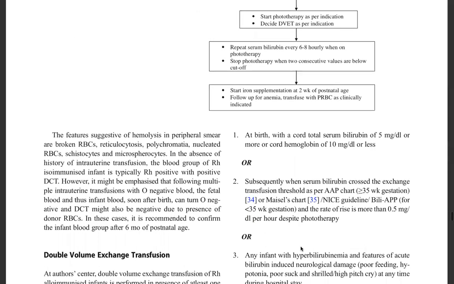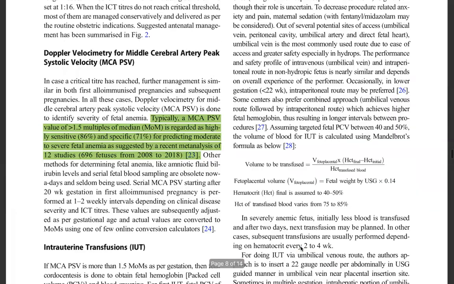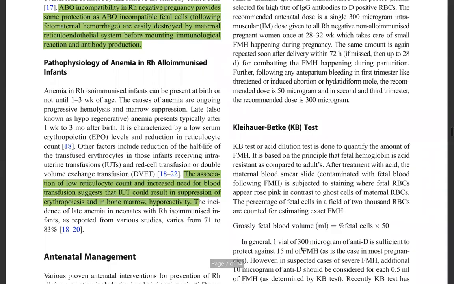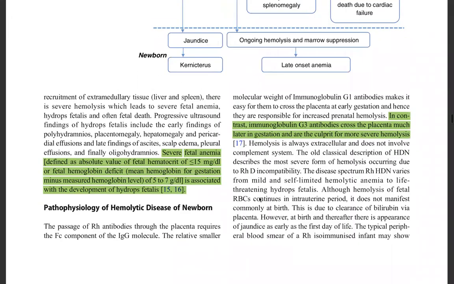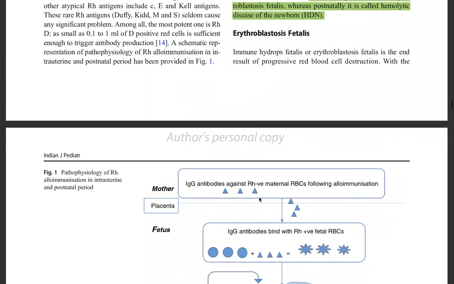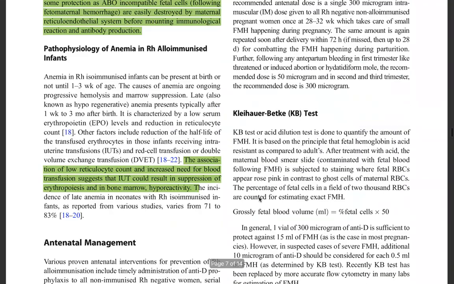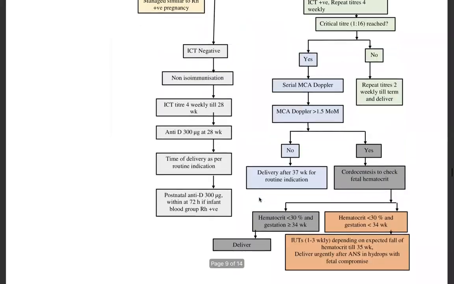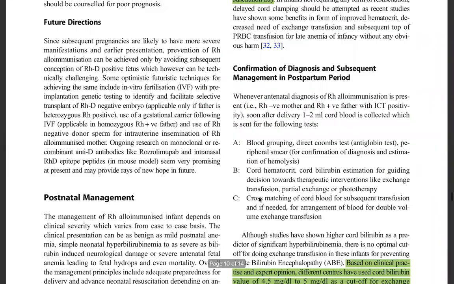Okay. So this is your Rh isoimmunization. Just remember the percentage of how many people can get isoimmunized. This is your pathophysiology. 3 flow charts. If you write, this much is enough. Antenatal management, and then there is postnatal management.